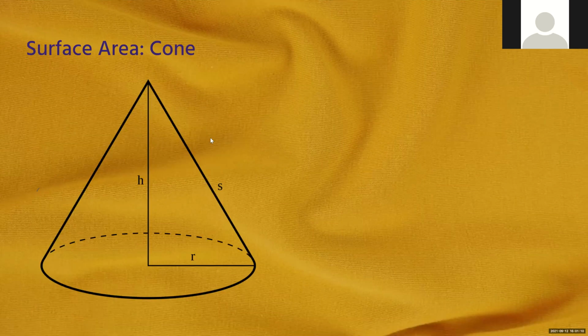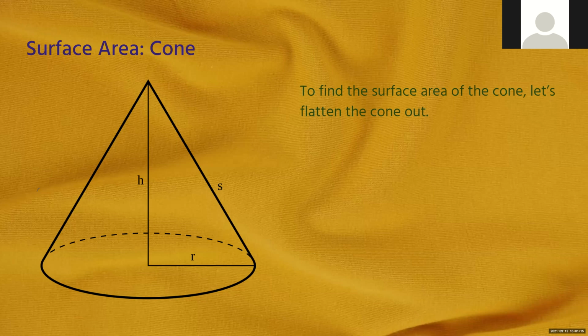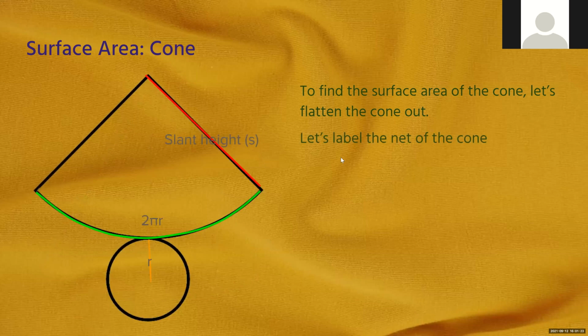we're going to move on to the surface area of a cone. So to find the surface area of the cone, again, let's flatten it out. So we get this, right? Let's label the net of the cone. We can see that this red line is the slant height, which is just the radius of the part that is not a full circle. So that would be the radius if it were extended out to be a full circle.